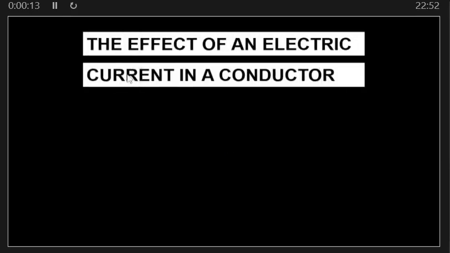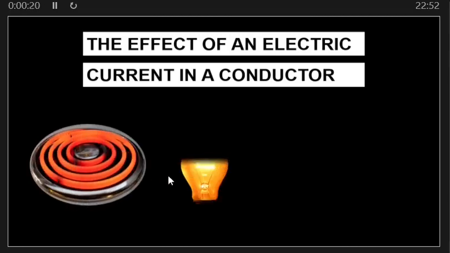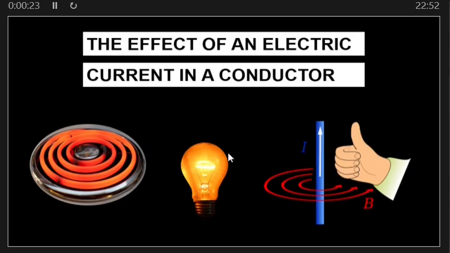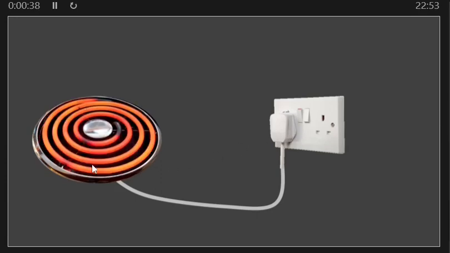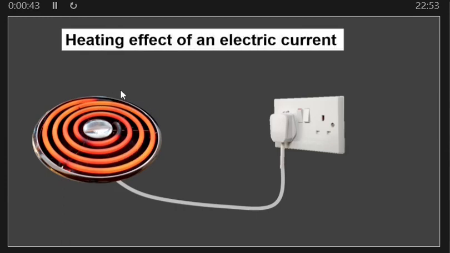In today's video we will be looking at the effect of an electric current in a conductor. So we'll be looking at issues like this and this to understand what causes these effects we are seeing here. For example, here, let's look at a heating element connected to some source of power, and when a switch is turned on we can see that the heating element comes on. So this is what we call the heating effect of an electric current.